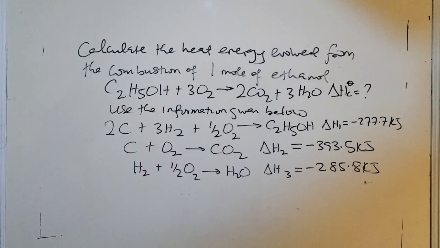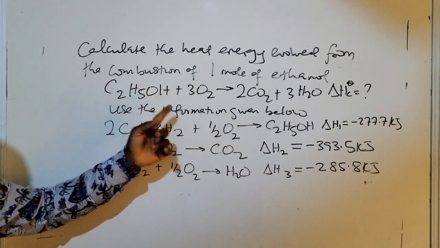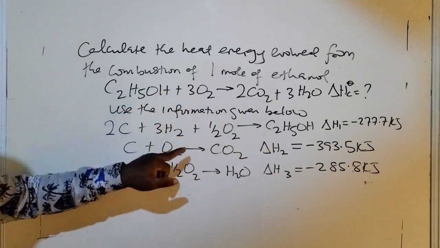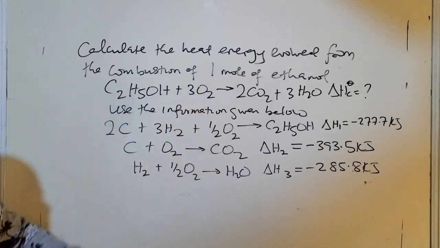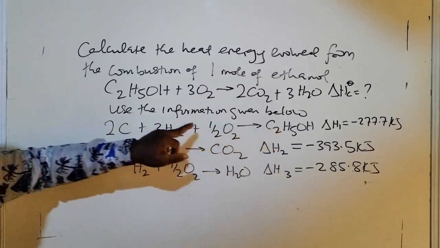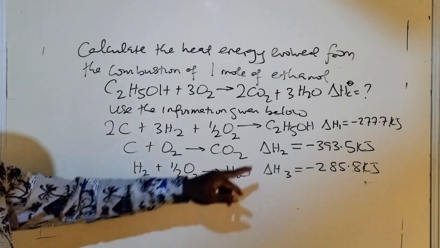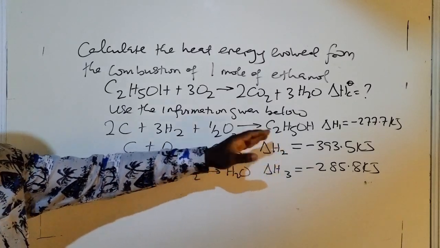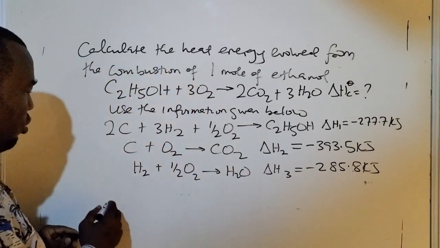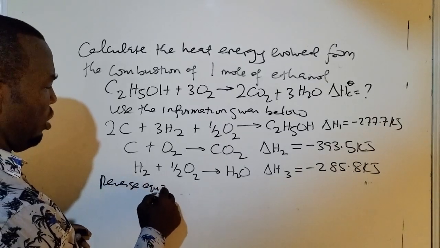Let's start with the first equation. In the first equation, the substance present that is also in the overall equation is ethanol. We also have oxygen present. Ethanol is on the product side here, but on the reactant side in the overall equation. So we're going to reverse this reaction so that ethanol will now appear on the left-hand side. We're going to modify equation 1. You reverse equation 1.